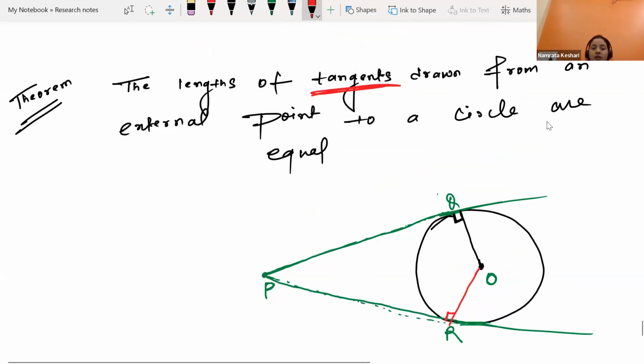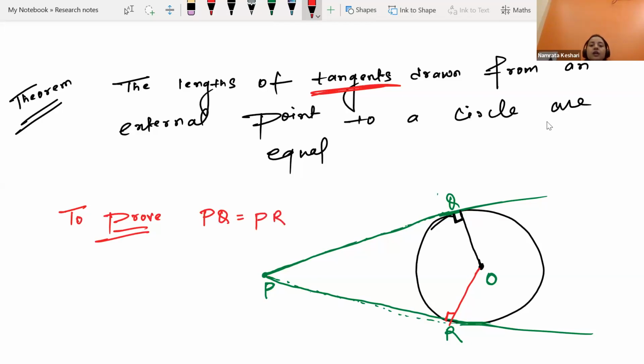Yes. Now we are going to use the concept of congruency to prove. Let me write it crystal clear: from the theorem, we have to prove that the length of tangent PQ is equal to the length of tangent PR. This is the purpose, that we want to prove PQ is equal to PR. Now we will be using the concept of congruency.